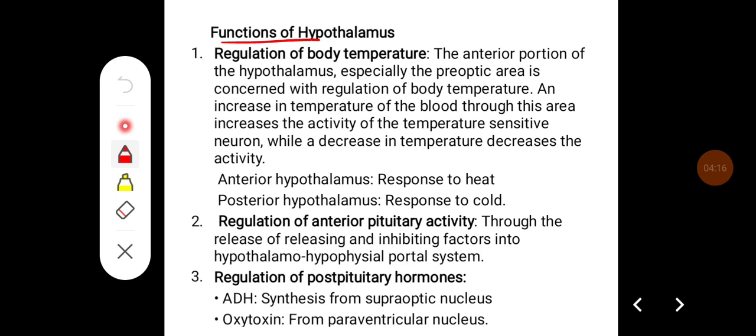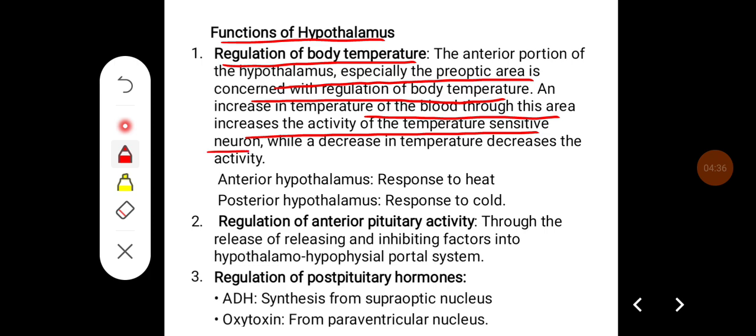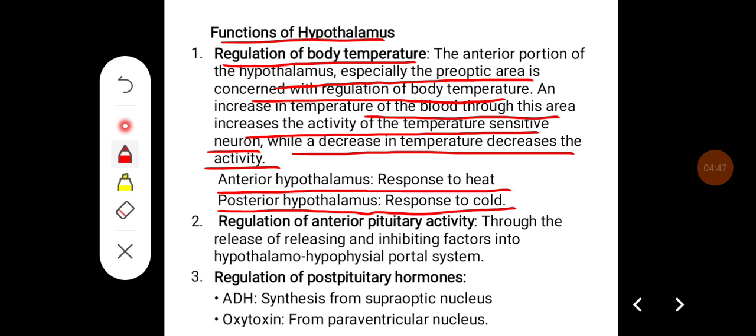Coming to the functions of the hypothalamus, the first important function is regulation of body temperature. The anterior portion of the hypothalamus, especially the preoptic area, is concerned with regulation of body temperature. An increase in temperature of the blood passing through this area increases the activity of temperature-sensitive neurons, while a decrease in temperature decreases the activity. The anterior hypothalamus responds to heat, whereas the posterior hypothalamus responds to cold temperature.